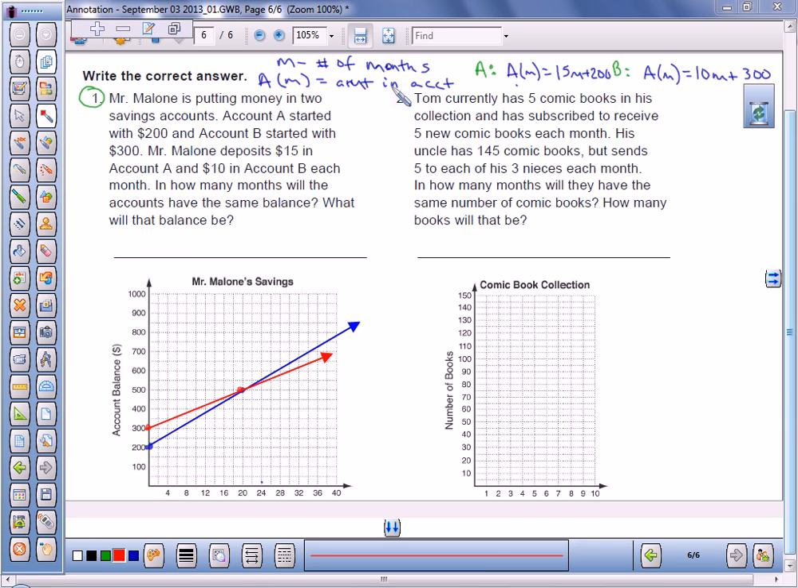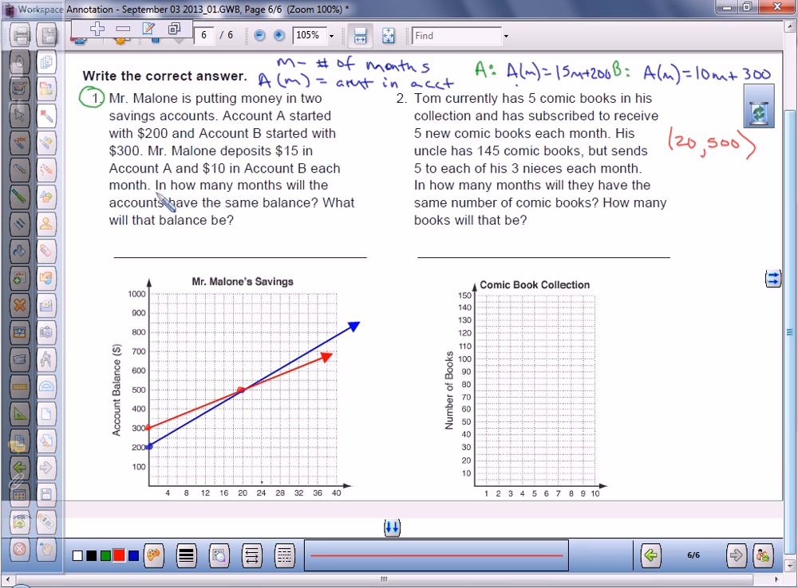So let's see if we can answer the questions. In how many months will the accounts have the same balance? In 20 months. That's when they are equal. We can look, that's where they are right here. And what will the balance be? At that point, the balance is $500. Okay, does that make sense?